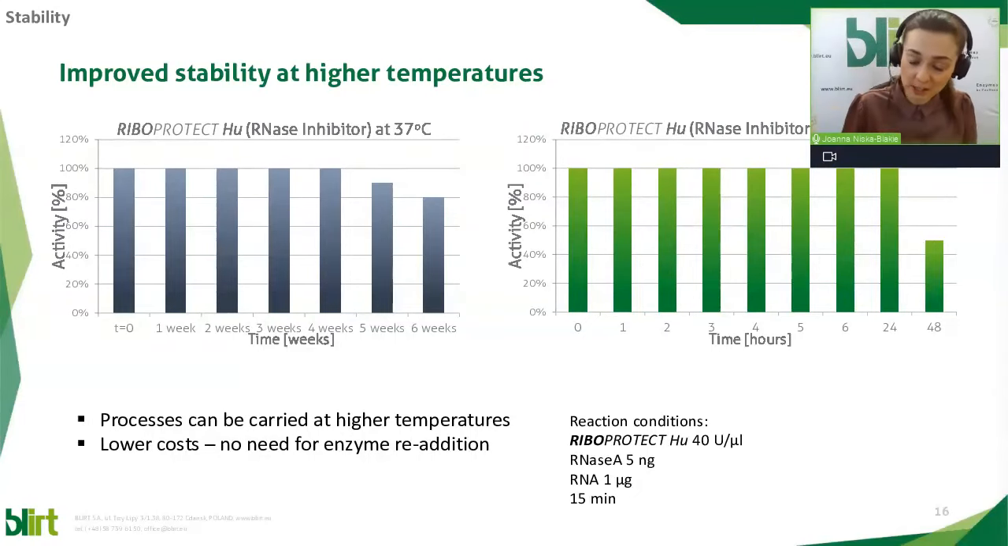But when you look at the higher temperature, which is 50 degrees, you see only a 50% drop by 48 hours compared to 24 hours, where the activity was 100%. So it means that the reactions and processes can be carried out at higher temperatures, and it gives you a guarantee that there is no need for enzyme readdition, which again is cost effective.